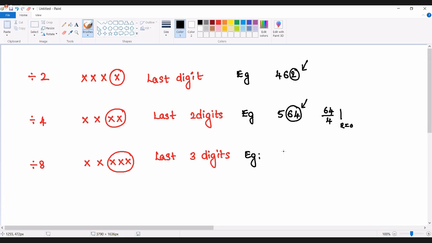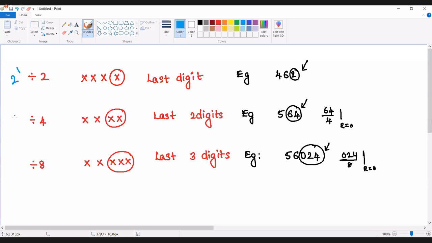If you observe the divisibility of 8, say 56024. Is it divisible by 8 or not? Check out the last three digits. 024 is divisible by 8, so the entire number is divisible.